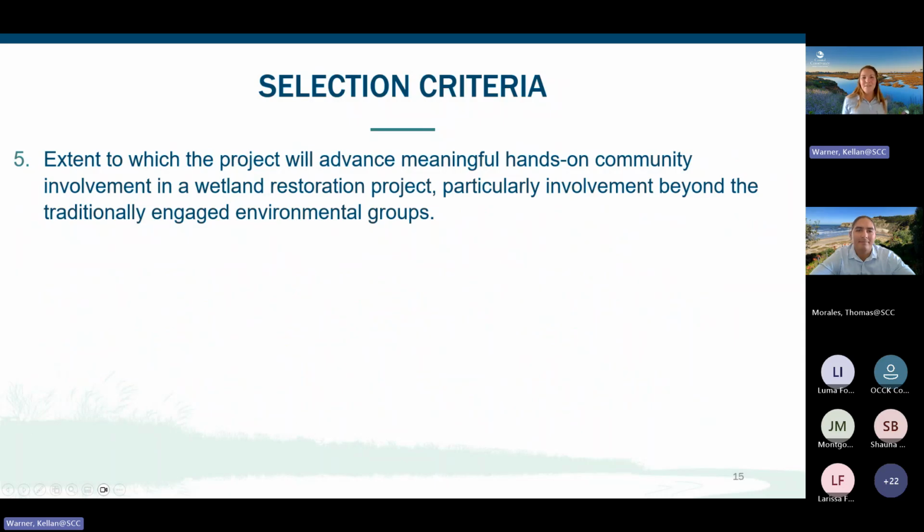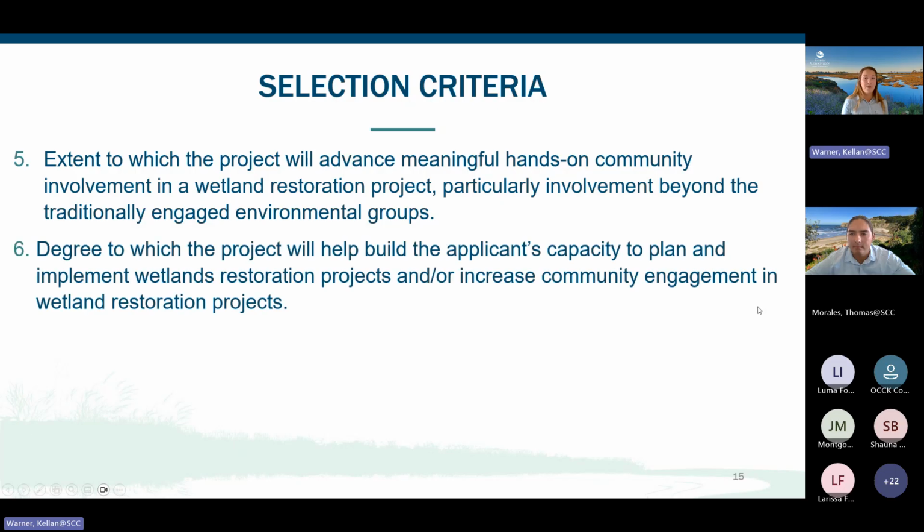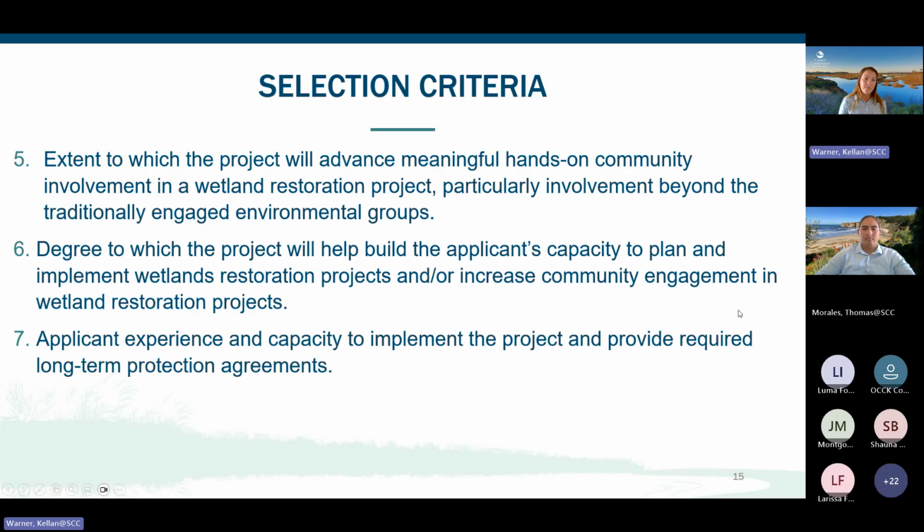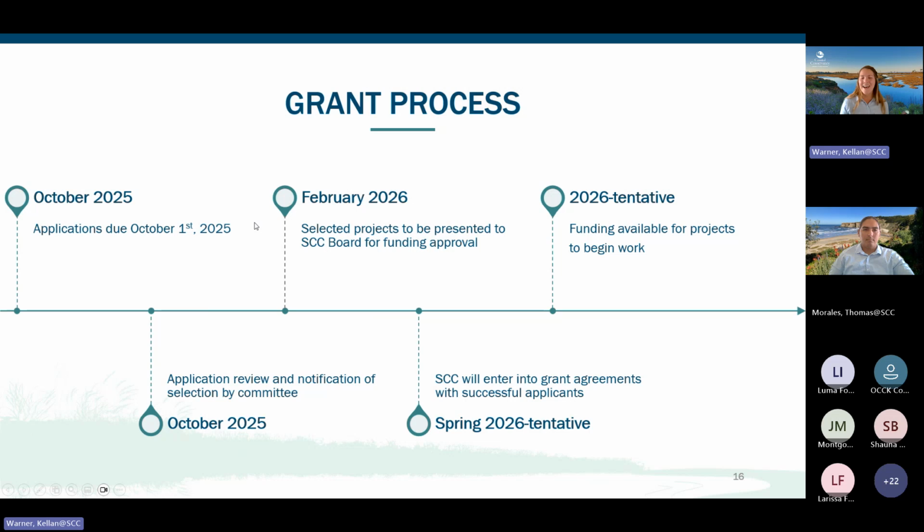The extent to which the project will advance meaningful hands-on community involvement in wetland restoration projects, particularly involvement beyond the traditionally engaged environmental groups. The degree to which the project will help build the applicant's capacity to plan and implement wetland restoration projects and/or increase community engagement in wetland restoration projects. Applicant experience and capacity to implement the project and provide required long-term project protection agreements. Ooh, that's quite a list. Hopefully some of that goes along with some of the work you're doing or the project that you're thinking about.